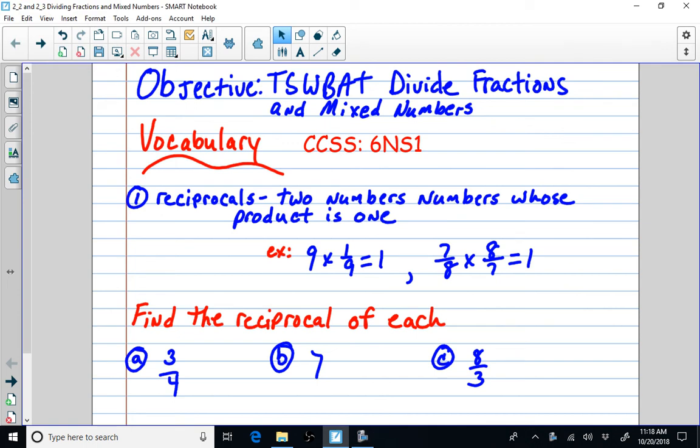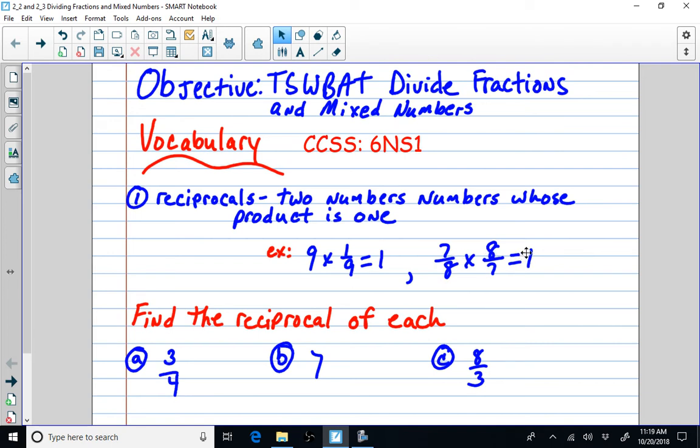Okay, today we're going to be dividing fractions, and we will be dividing mixed numbers as well. The one vocabulary word we're going to need today is the word reciprocal. Reciprocals are two numbers whose product is 1. For example, 9 and 1/9 are reciprocals because the product of 9 and 1/9 is 1. 7/8 and 8/7 are reciprocals because the product of 7/8 and 8/7 is 1.